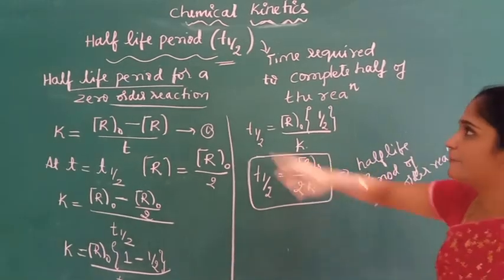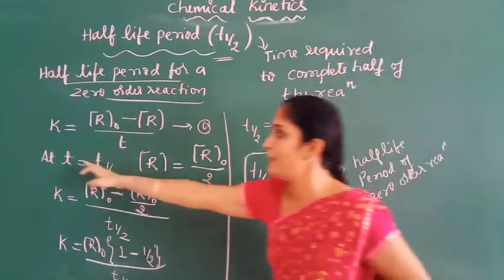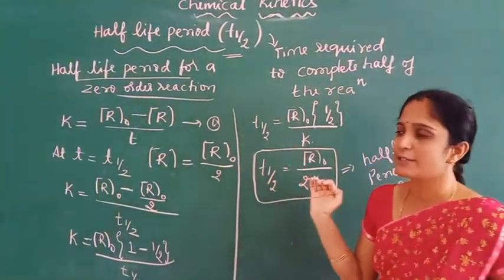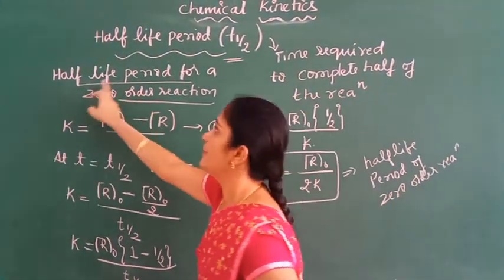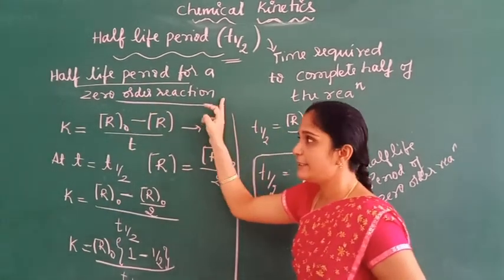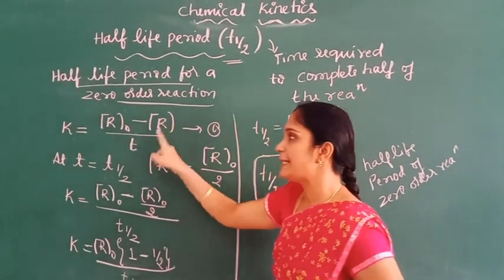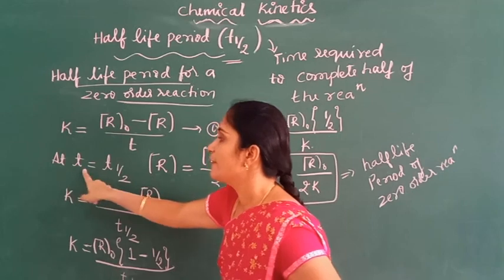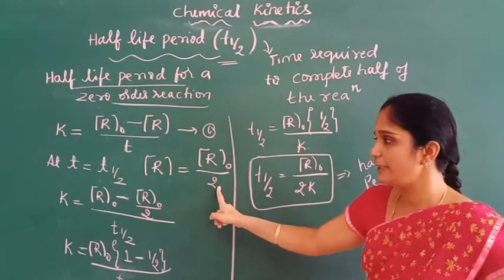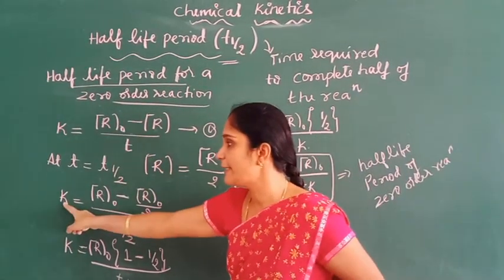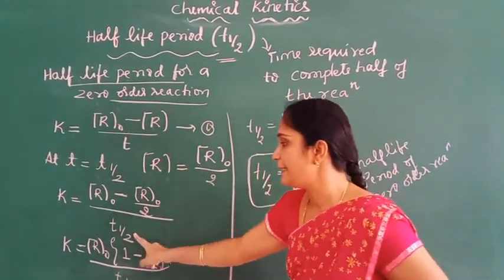So what is half-life period? It is the time required to complete half of the reaction. Time required to complete half of the initial reaction is known as half-life period. It is denoted as t half. Now half-life period of a zero order reaction. For a zero order reaction, the integrated rate constant expression is k equals R naught minus R by t. So at t equals t half, R concentration becomes equal to half of its initial concentration, that is R naught by 2. Substitute these two values in equation number 1, we get k equals R naught minus R naught divided by 2, whole divided by t half.